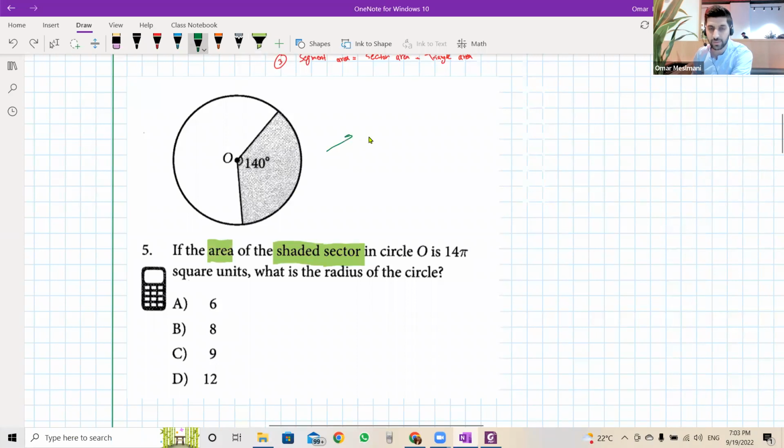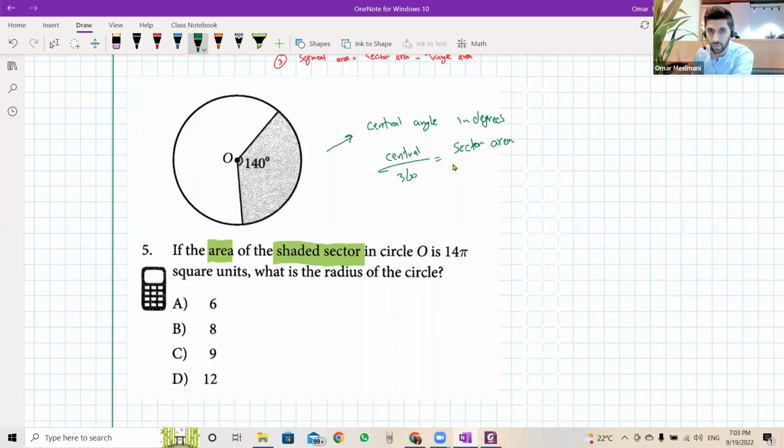The first formula depends on the central angle. If the central angle is in degrees, use this: central angle over 360 equals the sector area over pi r squared. I can use this. Look at the central angle. Do you have it in degrees or not? I guess yes, I do have it in degrees. So I'm going to use this one.